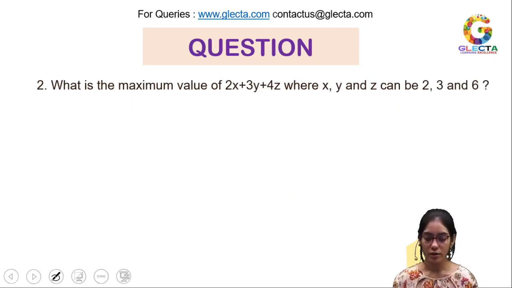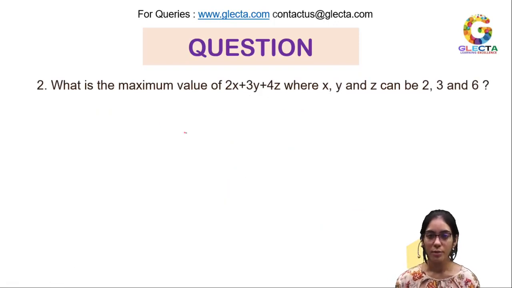Let's suppose we are given this question: what is the maximum value of 2x plus 3y plus 4z, where x, y, z are 2, 3 or 6? We are not provided that x is 2; x can be any of 2, 3 or 6, similarly for y and z. So we have to find the maximum value of this expression. How are we going to do this? See, there are two ways.